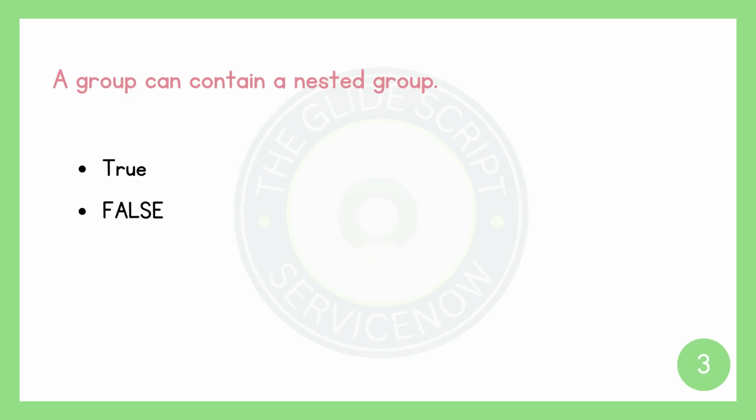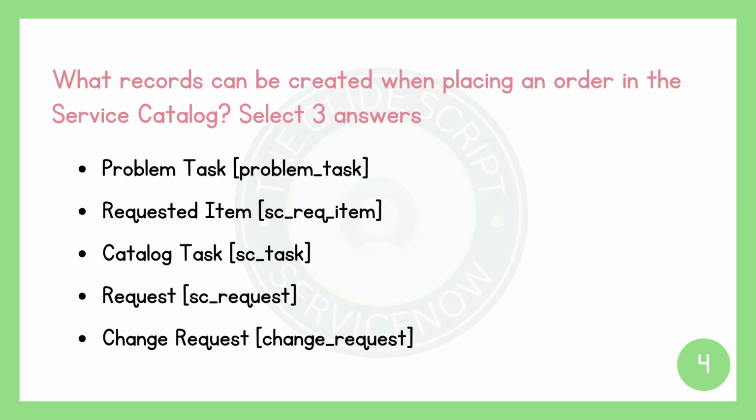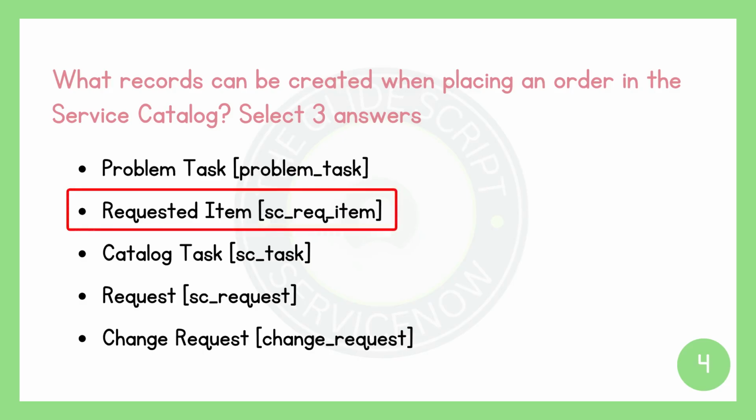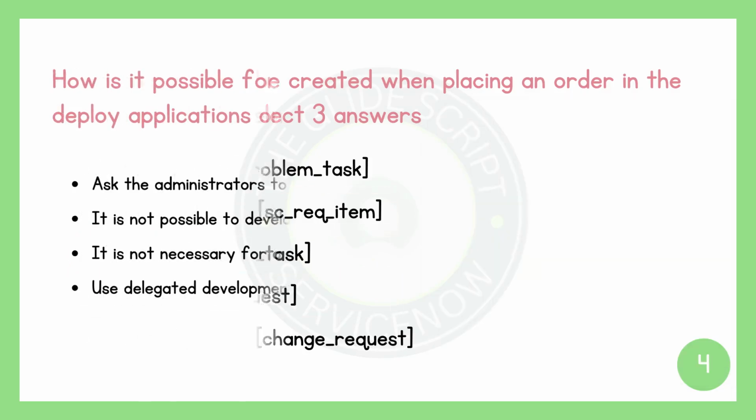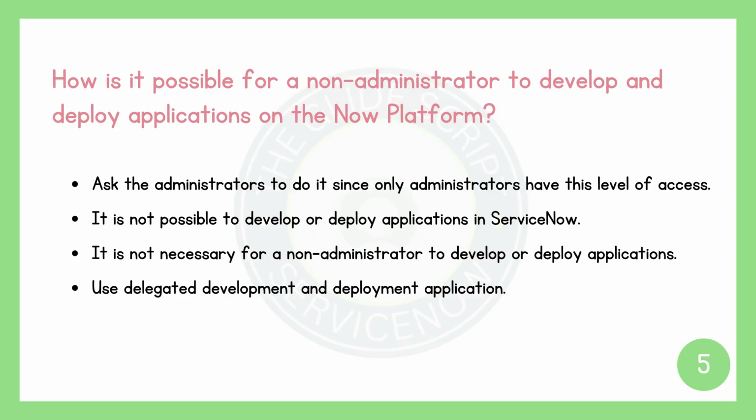A group can contain a nested group. Is it true or false? It is a true statement because a group can indeed contain a nested group. The next question is: what records can be created when placing an order in service catalog? Select 3 answers. Out of 5 you will have to select 3 correct options, and those 3 correct options are requested item, sc_req_item, REQ item, then catalog task, sc_task, and then request, sc_request. Let's move to the next question.